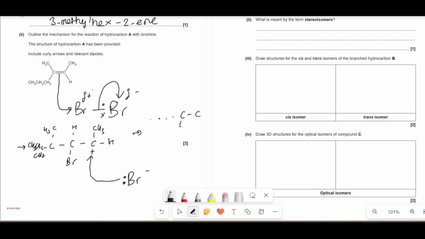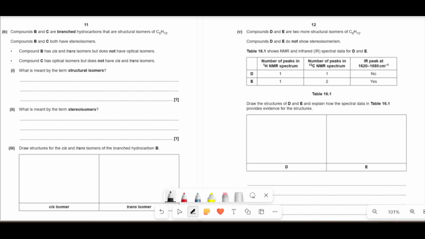I'm too lazy, but then I'm just going to draw the Br and the Br, and that's how you do it like that. So it's just really important when you're learning this or understanding it, just think of it in terms of electron movements and what's happening. That makes it a lot easier. So that's electrophilic addition.